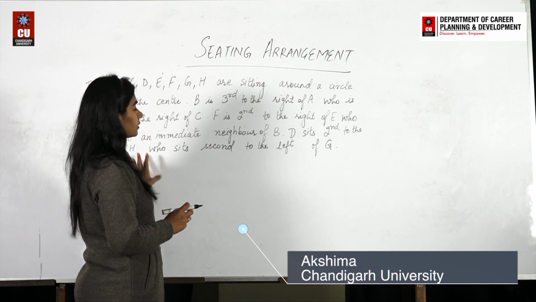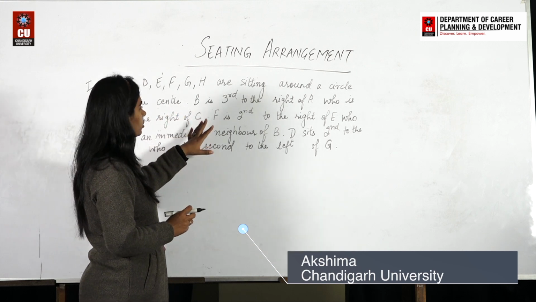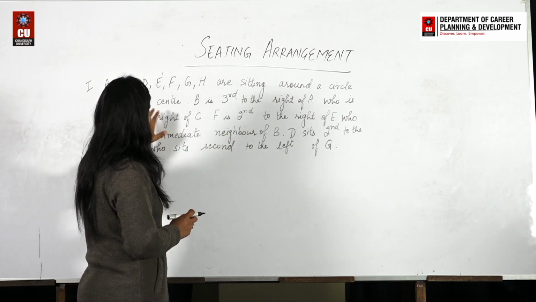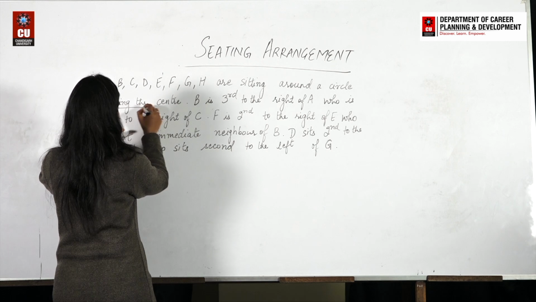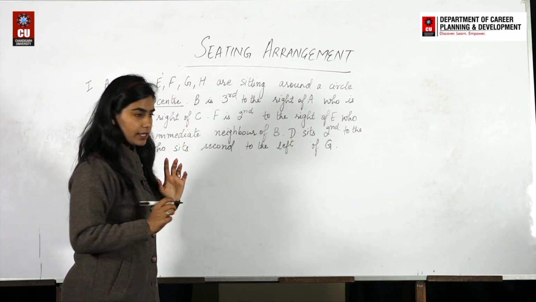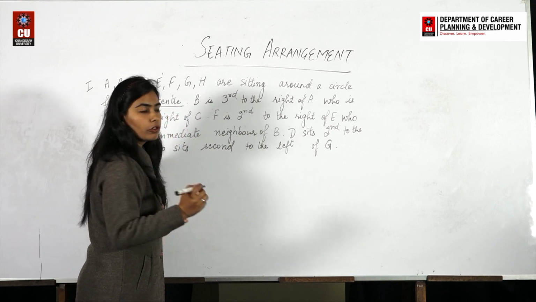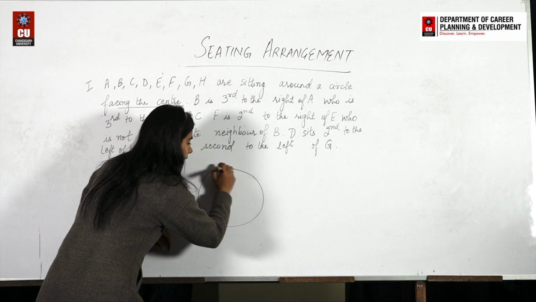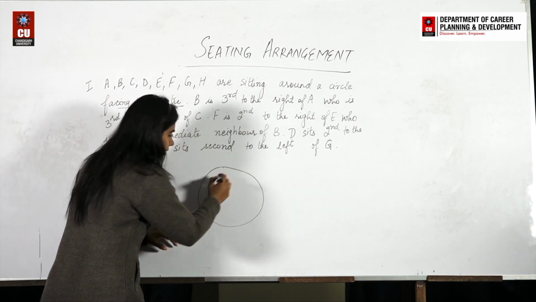The question says A, B, C, D, E, F, G, H are sitting around a circle facing the center. Now the statement says all the 8 persons are facing the center. Now first of all we will draw the circle and arrange the 8 persons.